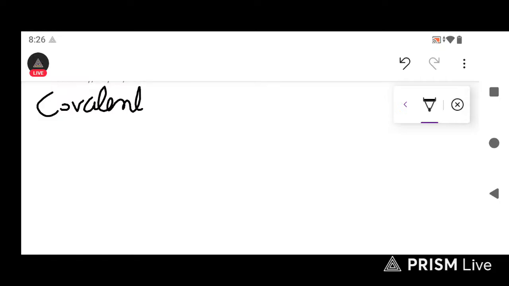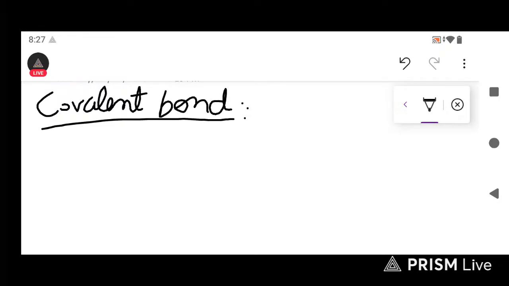Covalent bond. Okay, this is a covalent bond. Electron-deficient atoms come closer to each other and share their electrons with each other. They do not fully donate an electron or fully gain an electron. They just share their electrons, a mutual share.